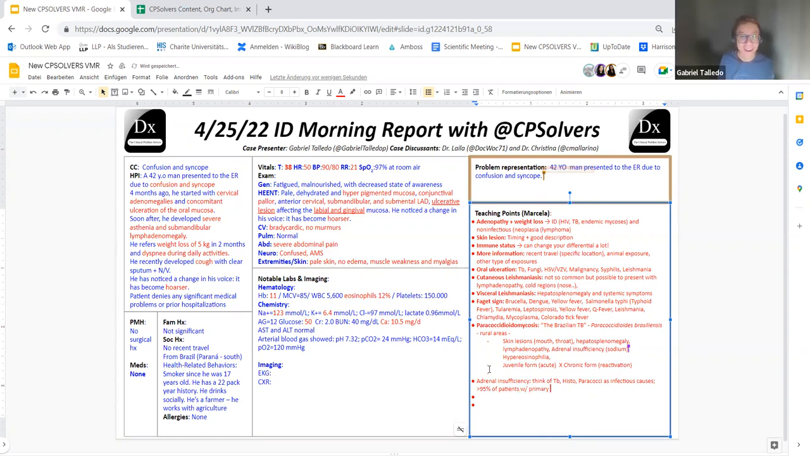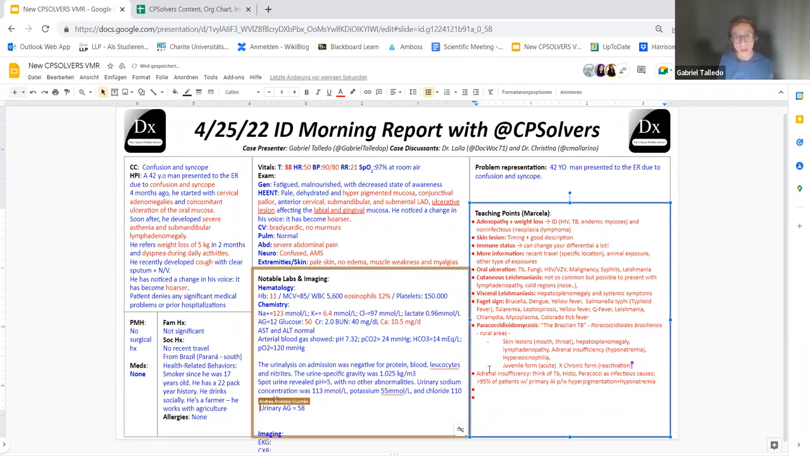Yeah, so moving on, your urinalysis on admission was negative for protein, blood, leukocytes, and nitrates. And the urine specific gravity was 1.025. The spot urine revealed a pH of 5, with no other abnormalities. And the urinary sodium concentration was 113. Potassium was 55, and chloride 110. The urinary anion gap was 58. The EKG showed tall, tented T waves in all leads.